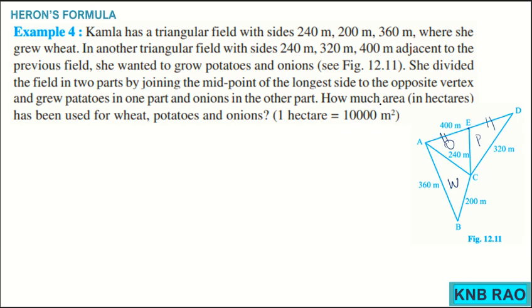Now, see children, this AD, which is 400 meters, is divided into 2 equal parts, that means 200 and 200. One method is finding the area of the 3 triangles individually. The other method is finding the area of triangle ABC, which you know how to do using Heron's formula. Okay. So, area of triangle ABC.